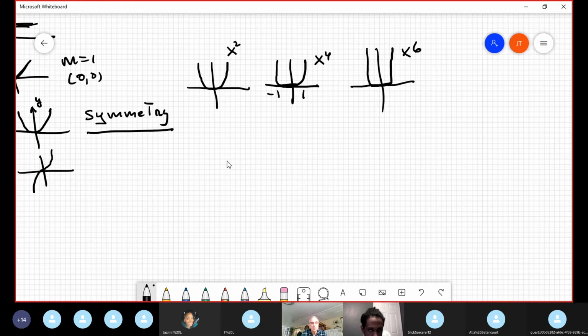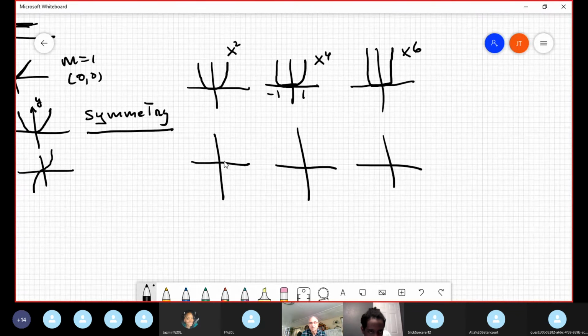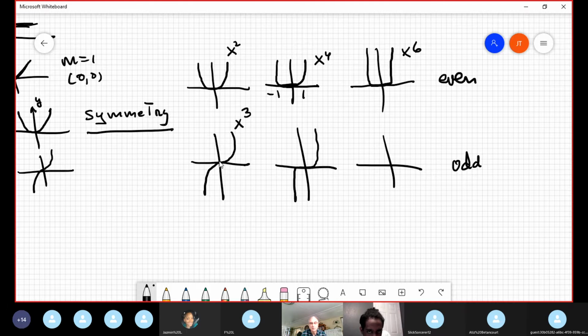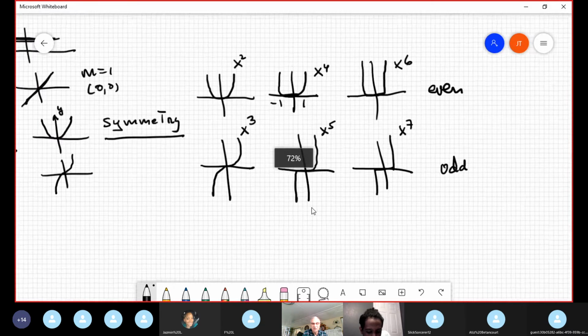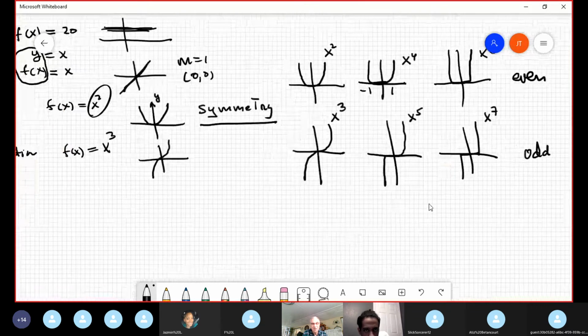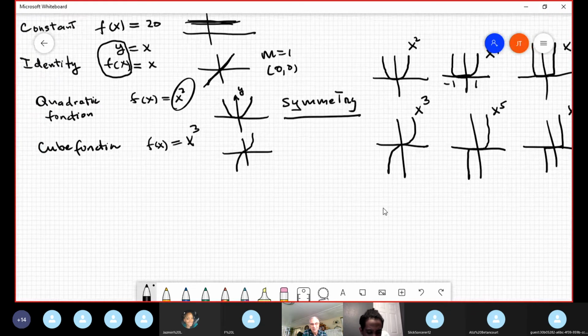Same idea happens when the exponent is an odd number. This is even. Power function even. Power function odd. So cubic is something like that, a little bit smooth. Now to the 5th power is something like that. And to the 7th power, something like that. Okay. The most important is the shape, the symmetry, and approximately what that function looks like.